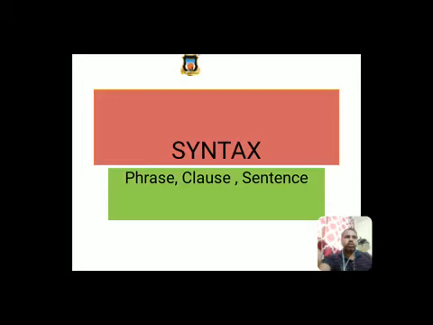Today we are going to see the topic syntax. So it is a very important topic of linguistics, especially, or it is a branch of linguistics. So we are going to see phrases, clauses, sentences in it, how the structural role of phrases, clauses and sentences is important in communication in language.